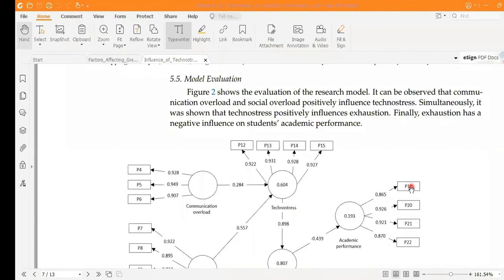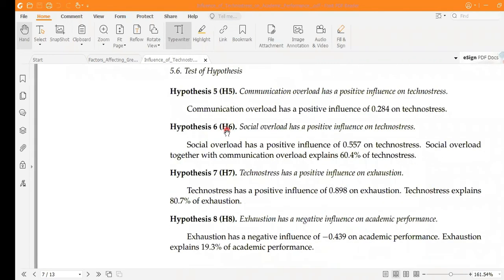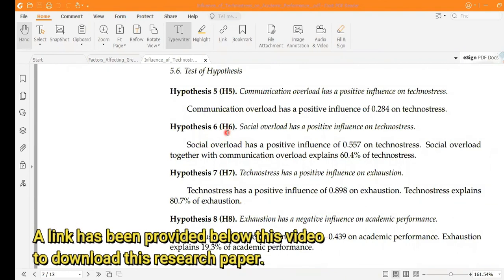And then this is the complete model, and this is the path analysis: impact of the social overload on the techno stress. So techno stress is our dependent variable. If you move down, these are the hypotheses. In the same way, they have tested the hypotheses, and some hypotheses are supported and some hypotheses are not supported.